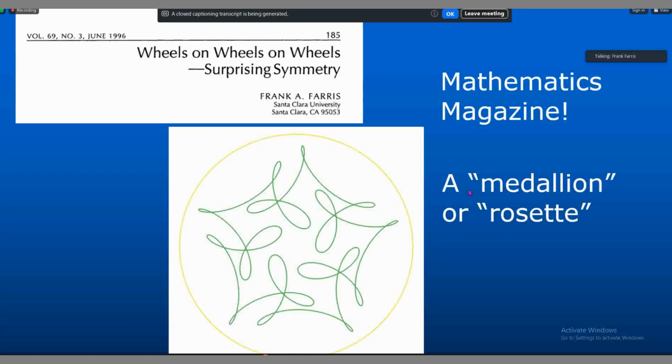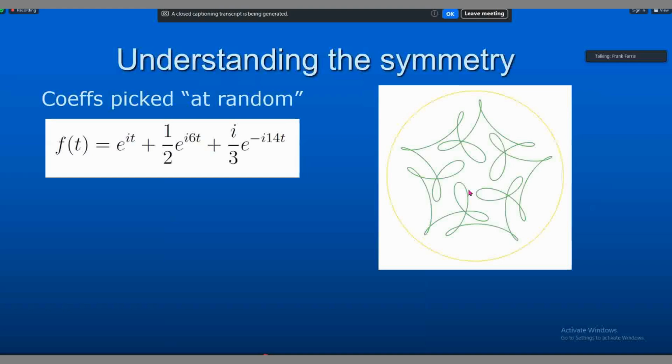If I had transparencies and two copies of this, I could turn this, and turning it exactly the right amount, it would turn out to be exactly the same, as if I had not turned it at all. So that's what a rosette is. It has a symmetry that is a rotation. So I want to help us understand the symmetry of this particular curve.